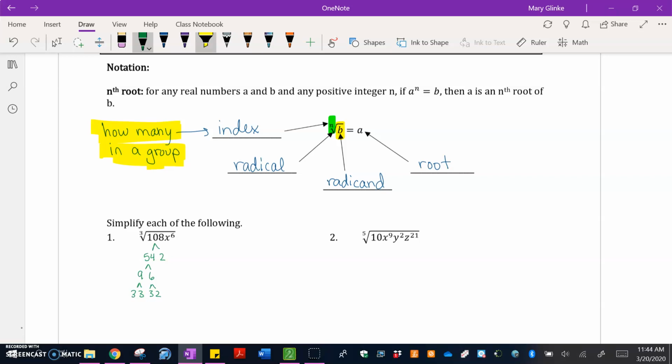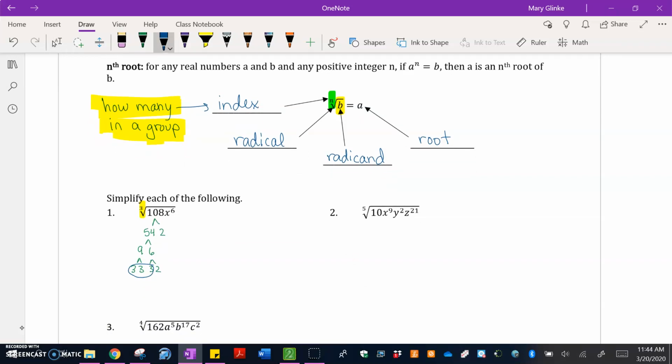This time, since our index here is 3, we are looking for groups of 3, which means I see 3 threes here that we're going to circle. Those 3 threes are going to get put on the outside of the radical. There is one group of 3s. Left behind inside of the radical should then be these 2 twos. Now, if there's more than one thing you're bringing out or leaving in, you're going to multiply those together. So inside the root here, you're going to see the 4, which comes from 2 times 2.